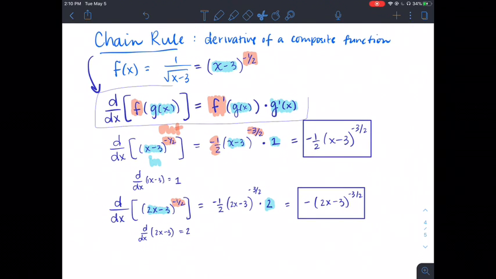Now, again, I don't have a nice little ditty to remember the chain rule. If you can come up with one, please share. But we have our chain rule. The derivative of f of g of x is f prime of g of x times g prime of x. We're going to do some examples.